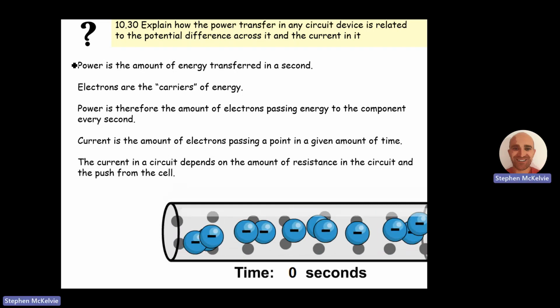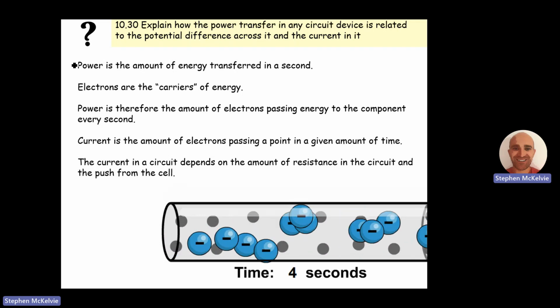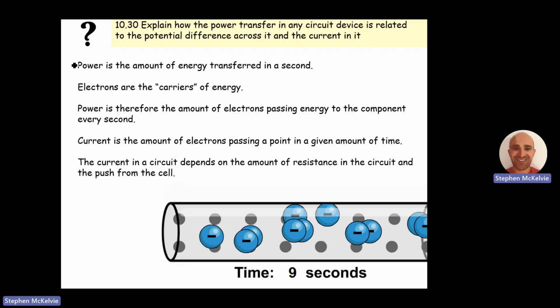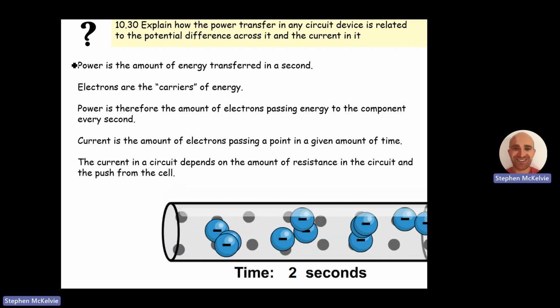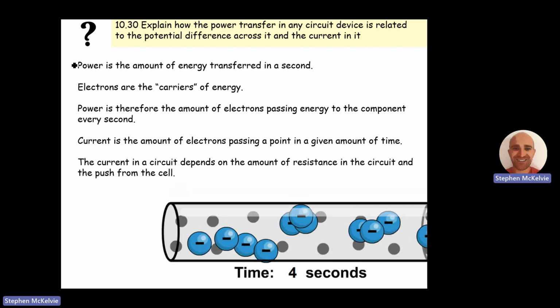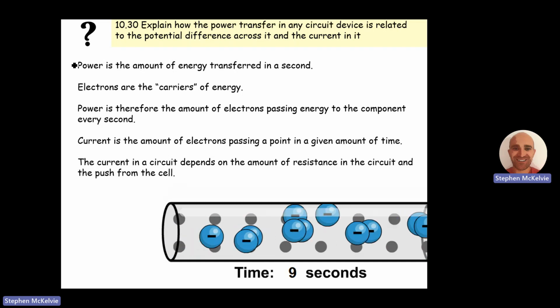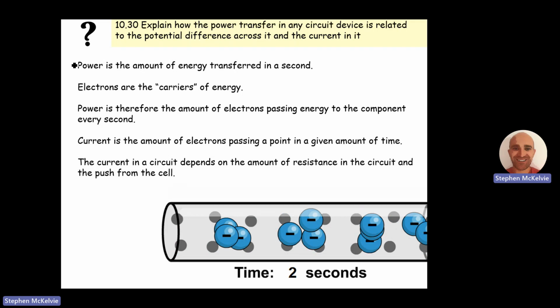Electrons are the carriers of energy. If I was to draw this up on the board, say it was a 3-volt cell. This is 1 coulomb of charge. How many joules is going to be inside that coulomb? 3. It's a 3-volt cell, it's 1 coulomb of charge, so it's going to be 3 joules inside that coulomb. Electrons carry energy in packets. What's a packet of electrons called? Coulomb. There we go.